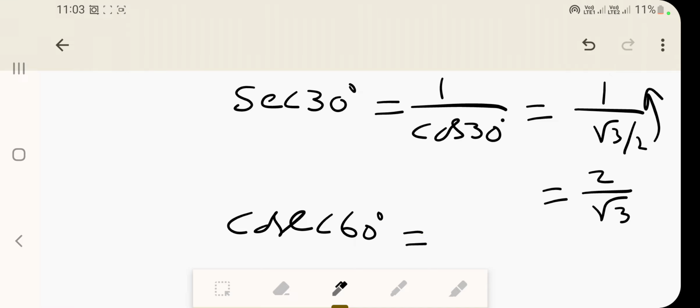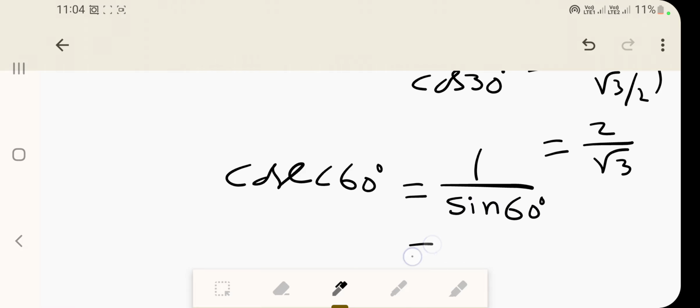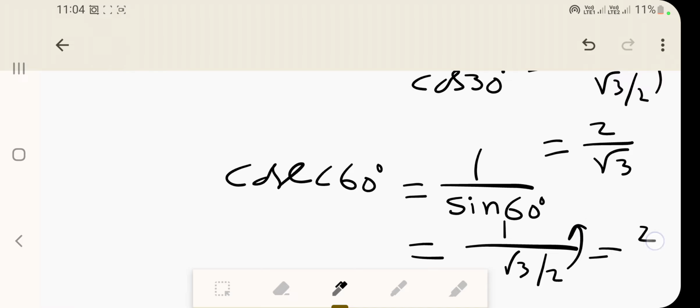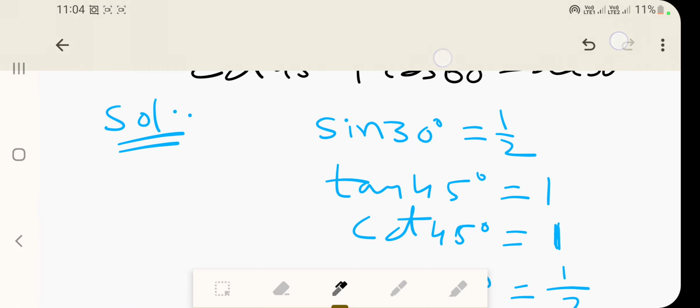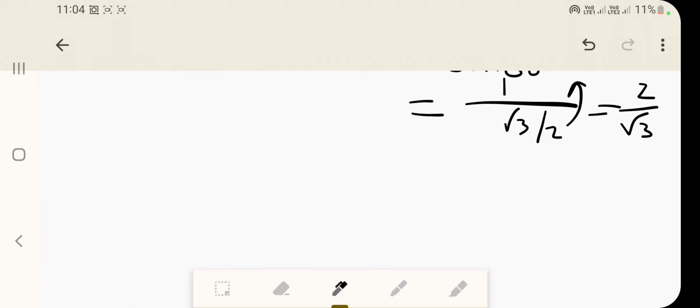It is cosecant 60. Cosecant is nothing but 1 by sin 60. So 1 by sin 60, we know what sin 60 is? Root 3 by 2. So when this 2 goes in the numerator, we get 2 by root 3. So we got all the values, that is sin 30, tan 45, cosecant. So we're going to substitute all these values and find the final answer.